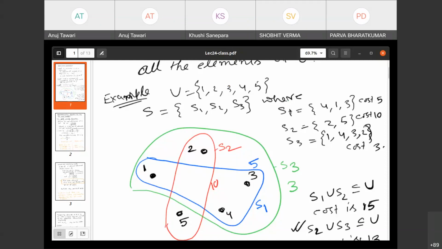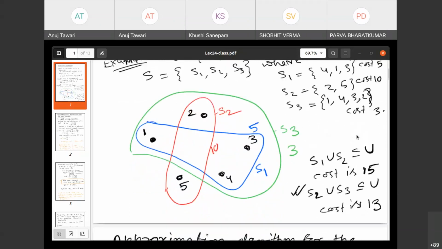So either I could pick S1 and S2, because S1 union S2 will contain all the 5 elements, 1, 2, 3, 4, 5. And S2 union S3 will also contain all the 5 elements, 1, 2, 3, 4, 5. Okay, so S1 union S2 will be contained in U. Its cost is, so S1 at cost 5, S2 at cost 10. So its cost will be 15. And S2 union S3, if you take, again, it will contain all the 5 elements, 1, 2, 3, 4, 5, and its cost will be 13.